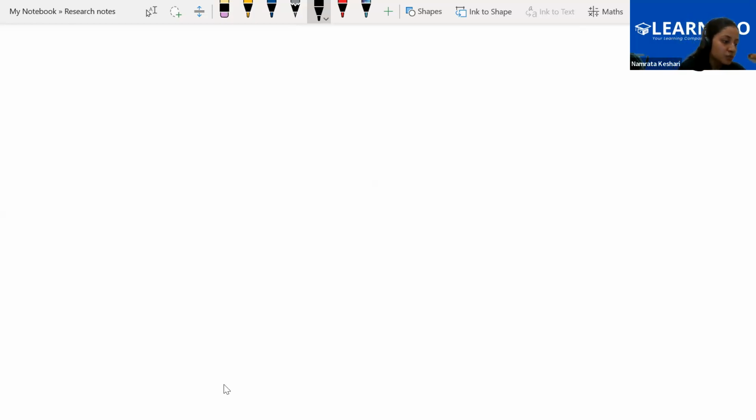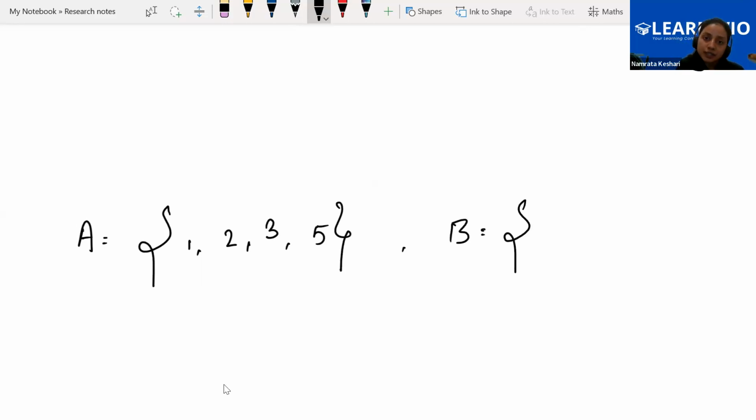The other relation, suppose we are having a set A given as 1, 2, 3, 5. Another set B, the elements of this set are 4, 6, 9. Now we have to find a relation defined. That means always a condition will be there.